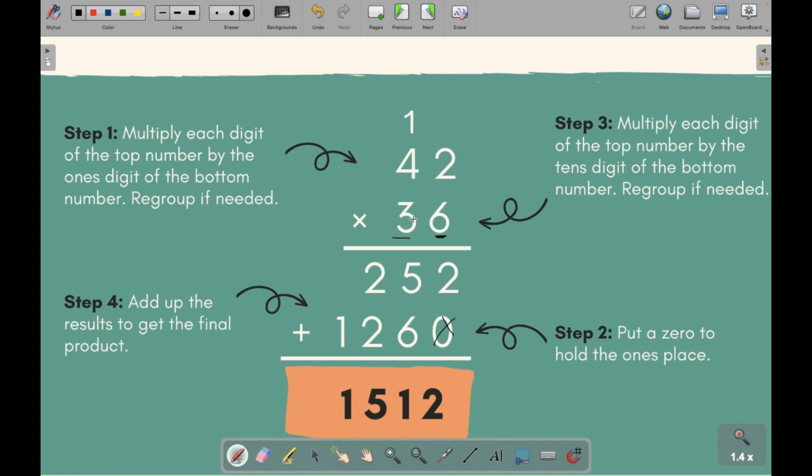Now we have to use the tens digit. So 3 twos are 6 and 3 fours are 12. The fourth step is add up the results to get the final product. So we'll just add up the digits. So 2 plus 0 gives us 2, 5 plus 6 is 11, so 1 is carried over. 2 plus 2 is 4, 4 plus 1 is 5, and then 1 comes down as 1. So the farmer will be able to plant 1512 saplings at the end of 36 days.